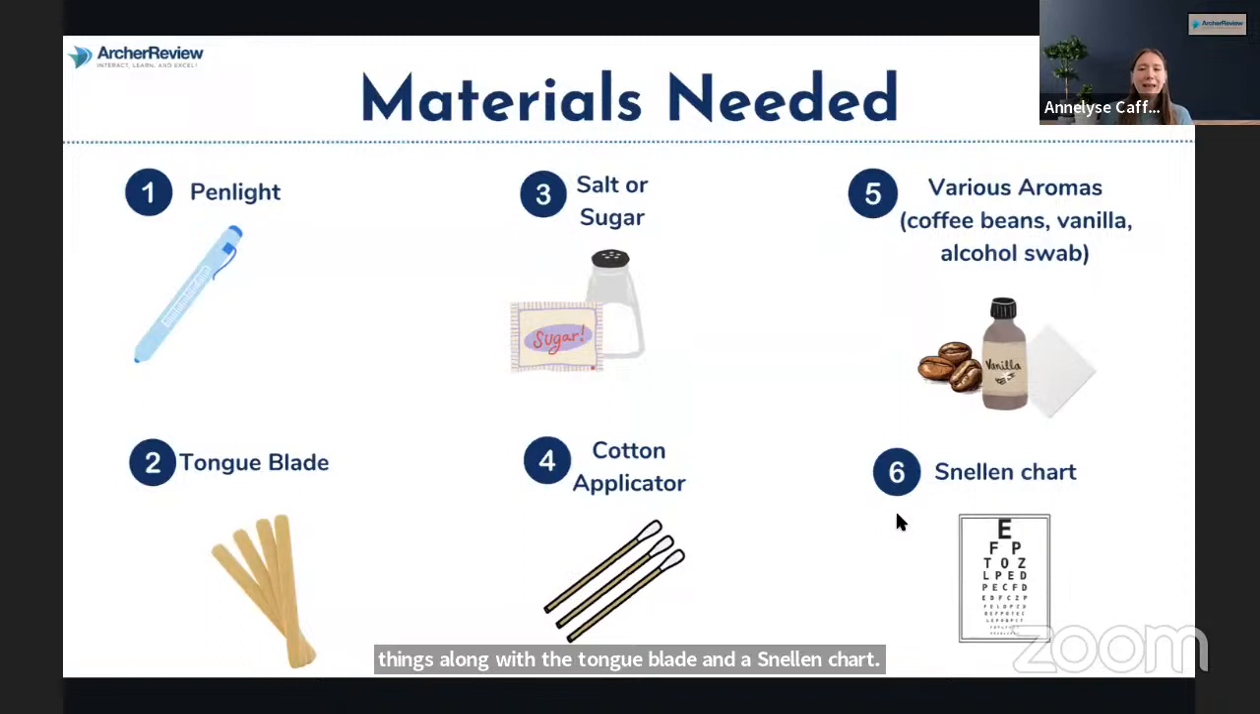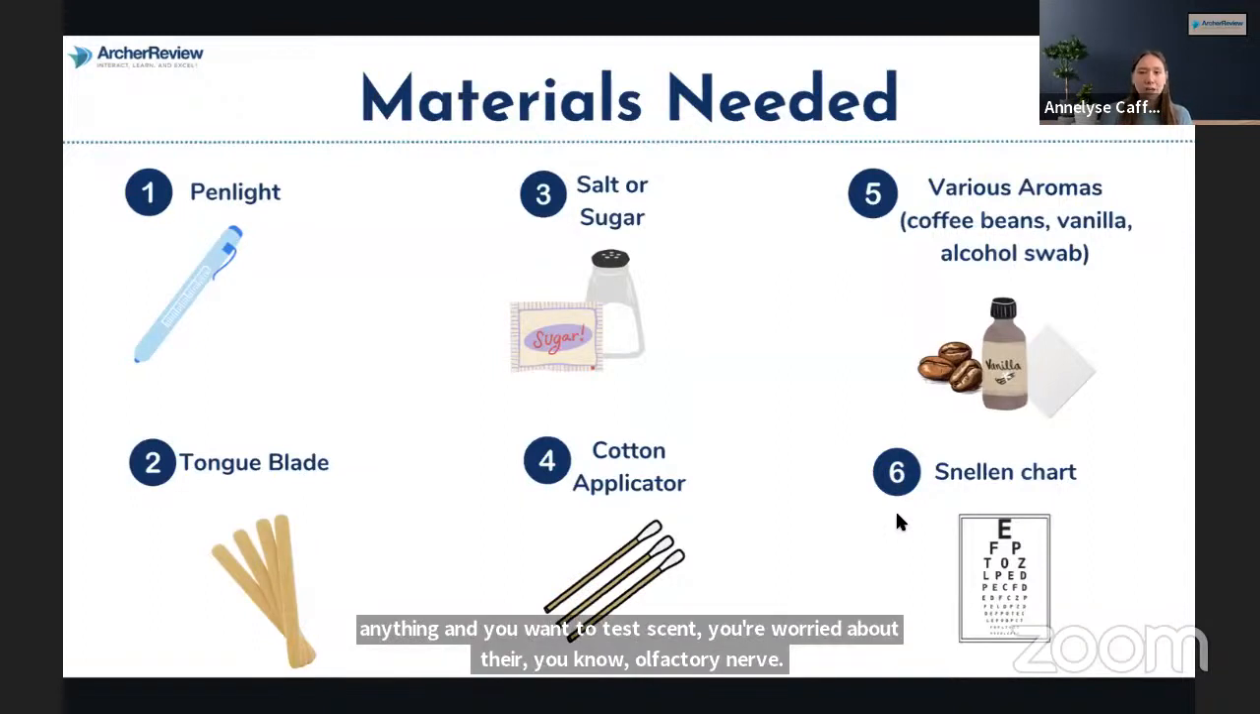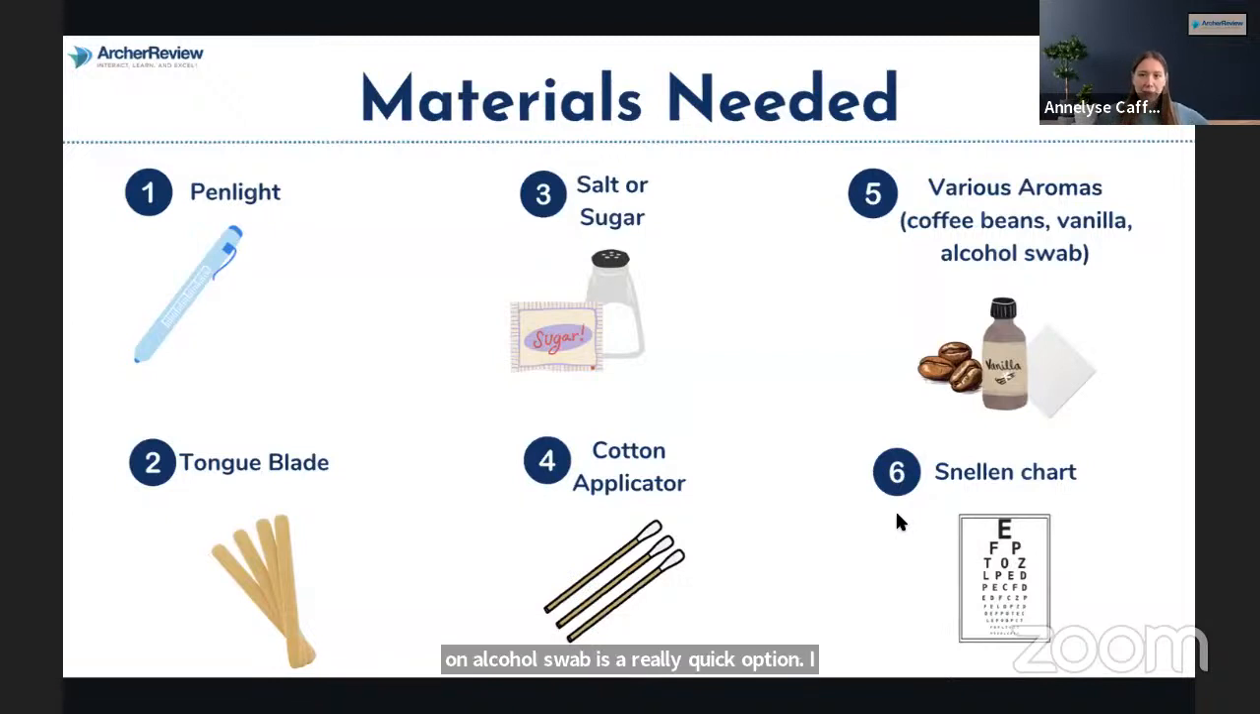That one is going to be kind of facility dependent about what they provide for you when doing a neural assessment. A lot of my facilities that I've worked in didn't have anything. In nursing school, usually they'll have like a little container of coffee beans for them to sniff or vanilla. As a little last minute thing, if you don't have anything and you want to test scent, you're worried about their olfactory nerve, an alcohol swab is a really quick option. I almost always have alcohol swabs in my scrub pockets. And so those are really easy to just use if you have nothing else on hand.